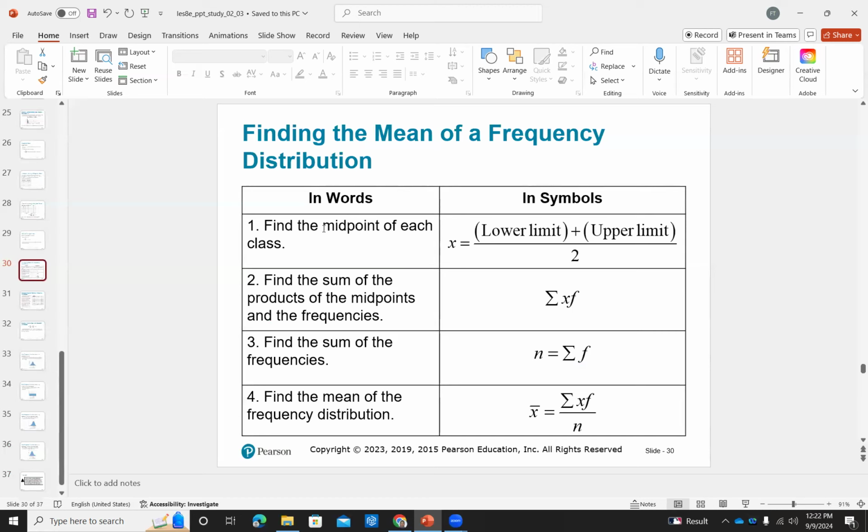In words, find the midpoint of each class, which means you find the lower limit and the upper limit of each class, add them, and divide by 2. This is what finding the midpoint of each class means. Find the sum of the products of the midpoints and the frequencies. So whatever midpoint you got, you multiply it by its frequency. Find the sum of the frequencies, so you add the frequencies for each class together. And then you find the mean of the frequency distribution: the total sum divided by n.